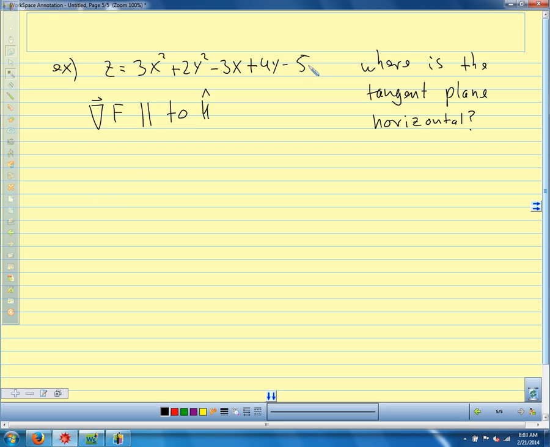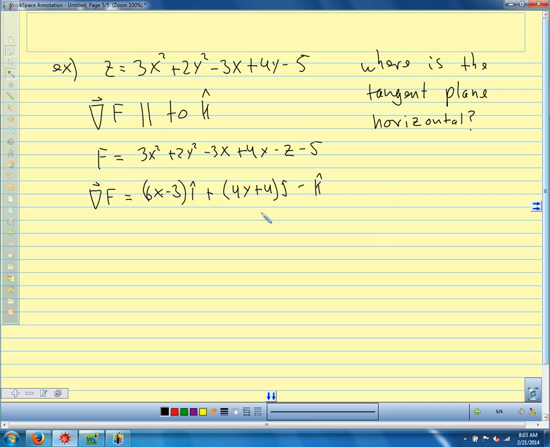So I'm going to find f. I'm going to subtract z from both sides to get my f of x, y, z. So f is 3x squared plus 2y squared minus 3x plus 4y minus z minus 5. So there's my f of x, y, z, and that equals 0. So del f, our normal vector to our surface, is 6x minus 3 i hat from these two terms, and we get plus 4y plus 4 j hat minus k hat.